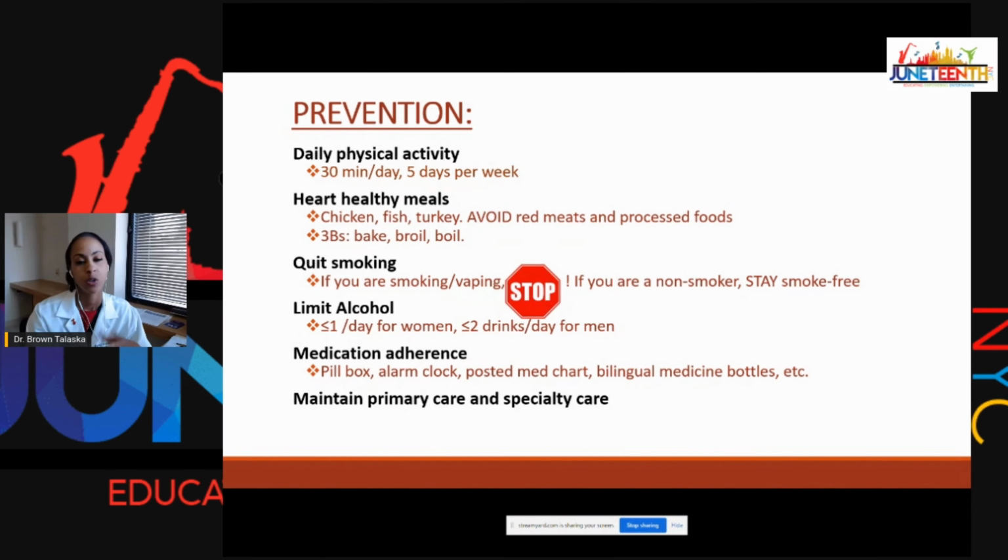Limit alcohol. So what is the rule of thumb? For women, 1 or less a day. For men, 2 or less a day.